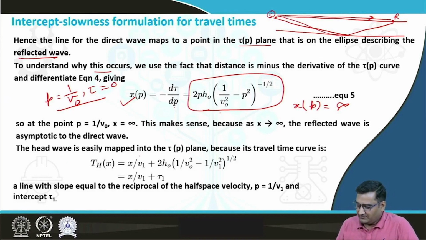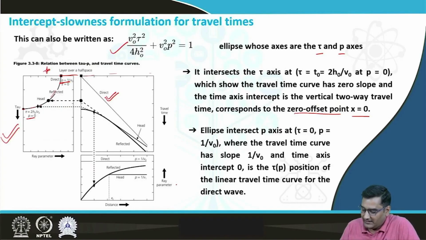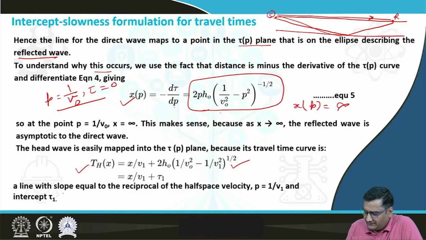And the head wave is easily mapped into the tau-p plane because its travel time curve, t(x) that we derived in the previous class, is x by v1 plus tau 1. So if you look at the head wave here, it asymptotically touches the hyperbola, and when you extend it further, it will hit the time axis at this particular point, which corresponds to this particular point on the ellipse. This gives you the value of the slope of the head wave, equal to 1 by v1, and that is the value of the ray parameter of the head wave. So it is written: a line with a slope equal to the reciprocal of the half space velocity, p is equal to 1 by v1, and intercept tau 1.